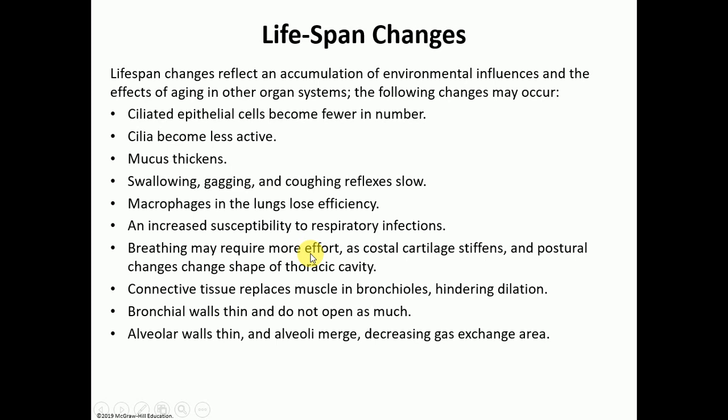Okay, breathing can also become more laborious or harder because of the stiffening of the cartilages in the ribs, the costal cartilages, and due to changes in posture. So with the bending over as we age, that change in posture is going to affect the ability to breathe as well. And the connective tissue, the smooth muscles in the bronchioles, are going to gradually be replaced with connective tissue and make it harder to breathe.